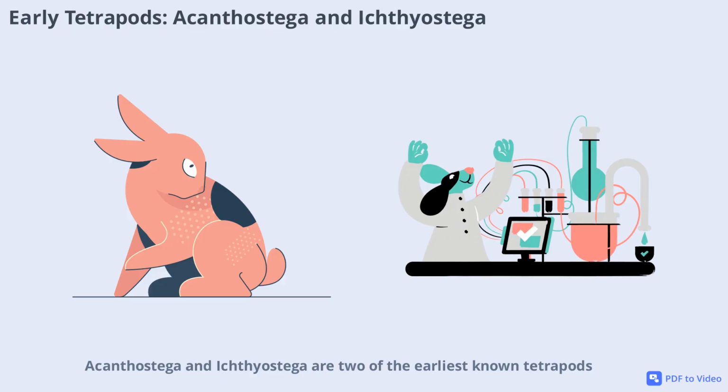Acanthostega and Ichthyostega are two of the earliest known tetrapods. Living during the late Devonian, they had skeletons more similar to modern terrestrial vertebrates than to fish. Both had well-developed girdles and necks, and their limbs featured multiple digits. Ichthyostega in particular had robust skeletal modifications that suggest it could support its weight on land, though it likely spent much of its time in water.